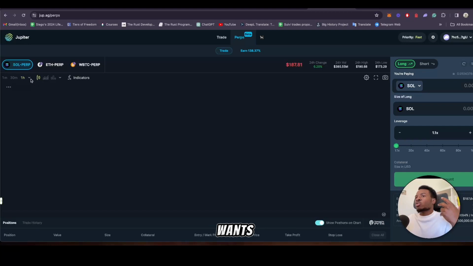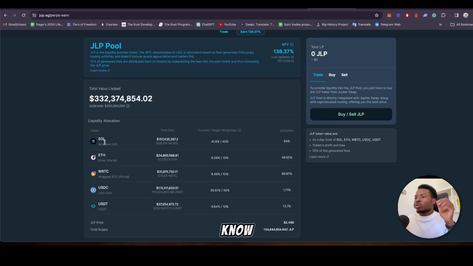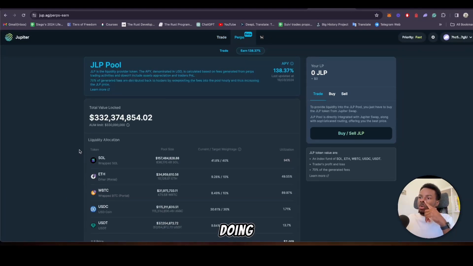For example, if someone wants to trade a Solana perpetual futures contract, they are going to use the liquidity that you supply here to trade. And that liquidity that you supply to the GLP pool is broken down into these allocations, into SOL, ETH, wrapped BTC, and so on, and what you're doing here is kind of taking the counterparty of the traders, right? So basically you're betting that the traders are going to lose over time, which is usually the case. Most traders are going to lose money over time.